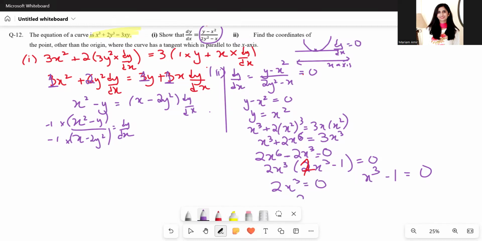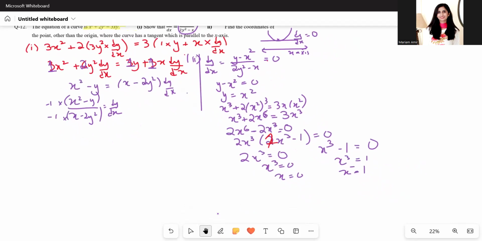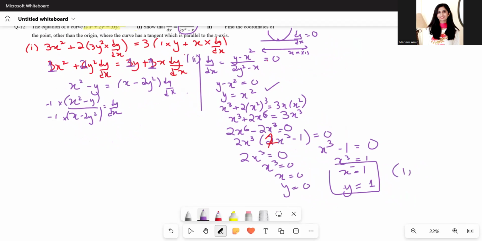And from here, we're getting x cubed equals 0, which gives x equals 0. And from here, we're getting x cubed equals 1, which gives x equals 1. Okay. Now we need to find y. So we know that y equals x squared. So y equals 0 squared is 0 and y equals 1 squared is 1. So this is the point they're asking for because they said that the other point is the origin. So we don't need that. We need 1 comma 1. And that's our final answer.